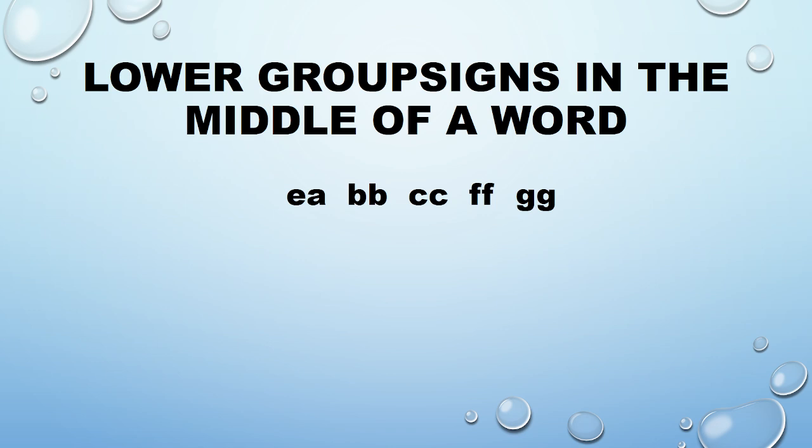So we have here the lower group signs that can be used in the middle of the word, and these are group signs. The first one is for letters E and A, that is EA. Next is BB or double B, CC or double C, FF, and GG.